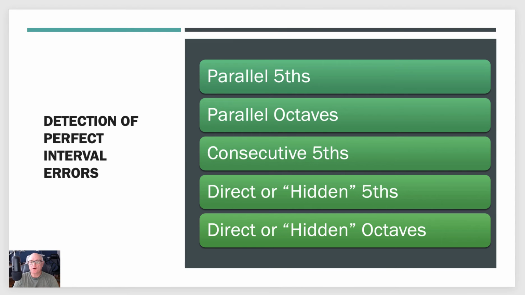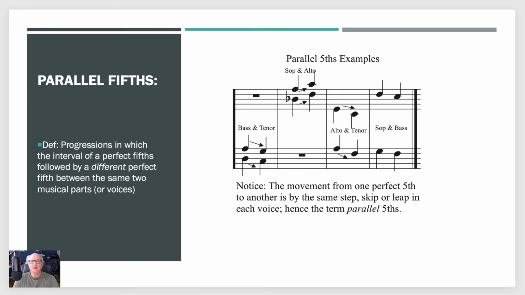What intervals are we going to detect? Parallel fifths, parallel octaves, consecutive fifths, direct or hidden fifths, direct or hidden octaves. These are all terms and intervals you need to be able to recognize to be successful on the AP Theory exam. Let's look at the first one, parallel fifths.